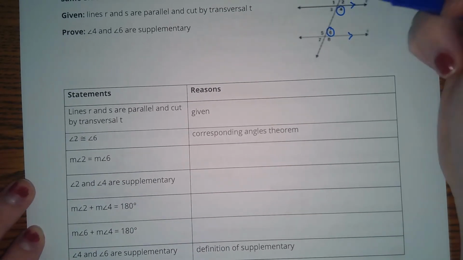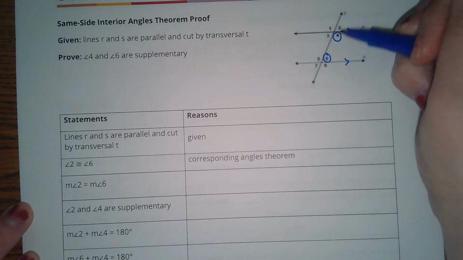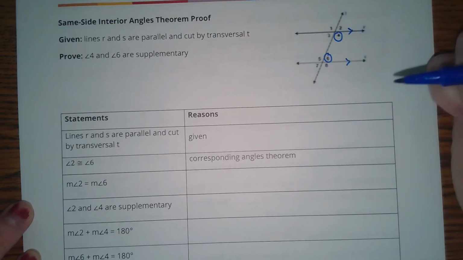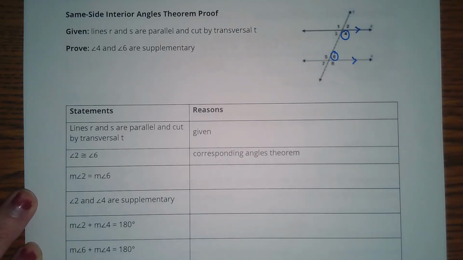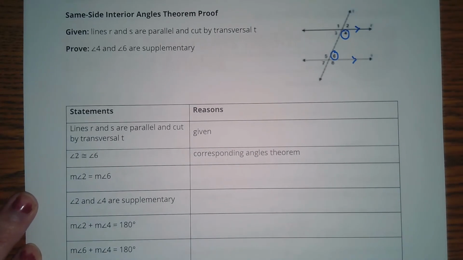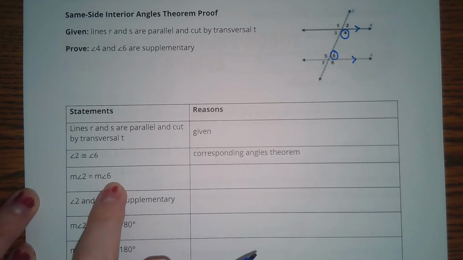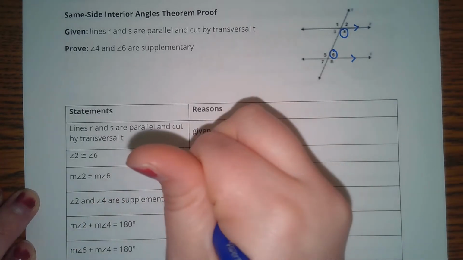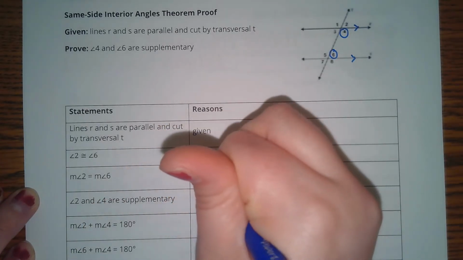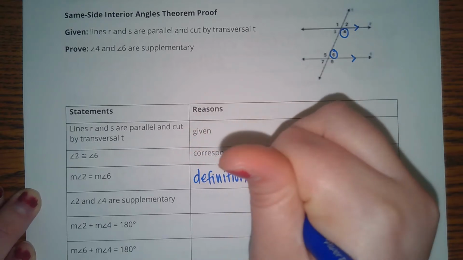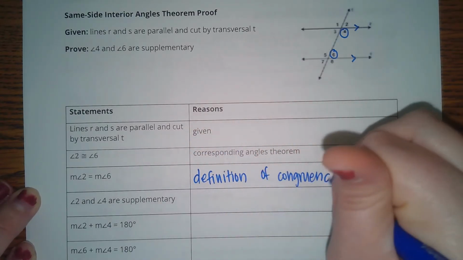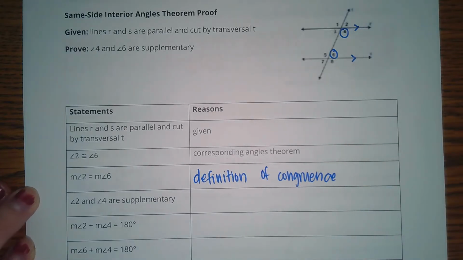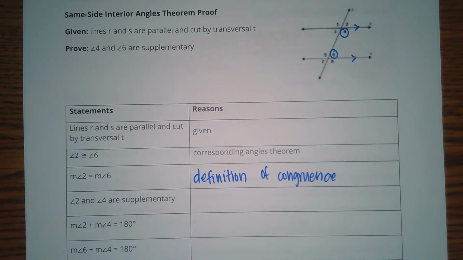Now I can say that 2 up here is congruent to 6 by my corresponding angles theorem. Remember, corresponding angles, they're both in the top right, so I can say that they are congruent to one another. Now I then know that the 2 measurements are equal because that's my definition of congruence. If 2 angles are congruent to one another, that means that their measures are equal.